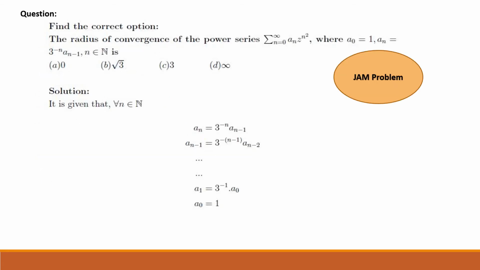Now, our second problem is again to find the correct option. Find the radius of convergence of the power series, that is summation n equal to 0 to infinity a n into z to the power n square. Okay, so here a 0 equals 1, a n equals 3 to the power minus n into a n minus 1, n belongs to the natural numbers. Okay, so find the correct options.